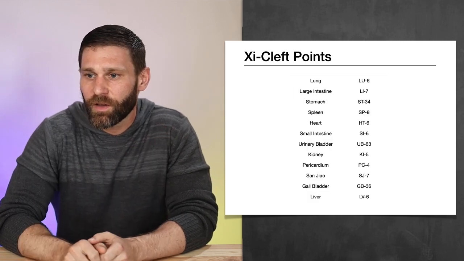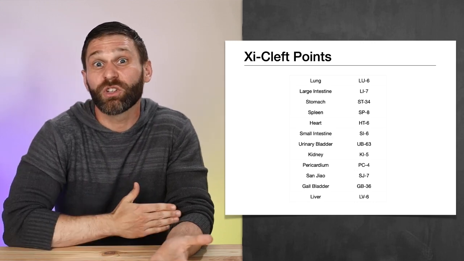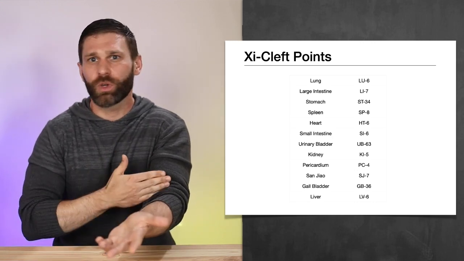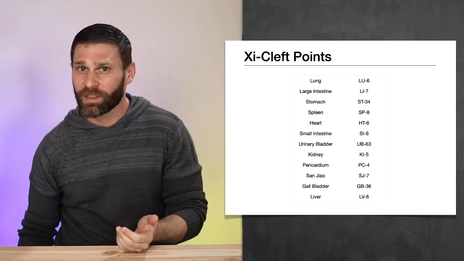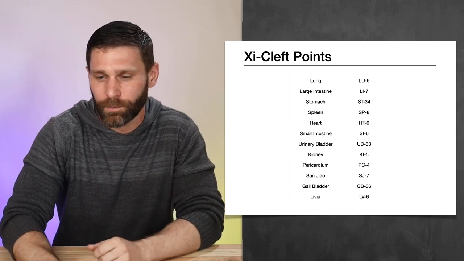So again, here are the Xi-Cleft points, each of the 12 channels. And again, with these, there's no pattern to them. We just have to know where they are. They're usually somewhere between the wrist and elbow, or between the ankle and knee, but we just have to know where they are. There's no pattern to them.